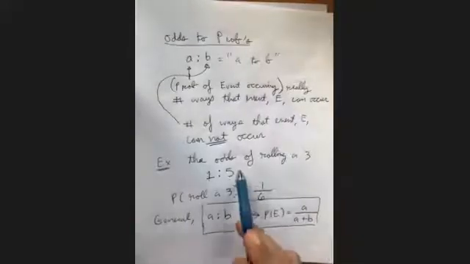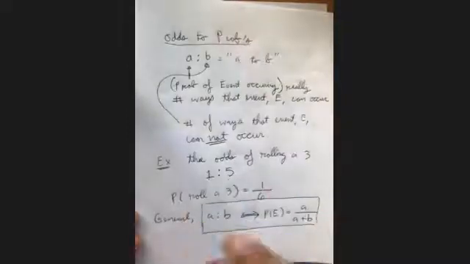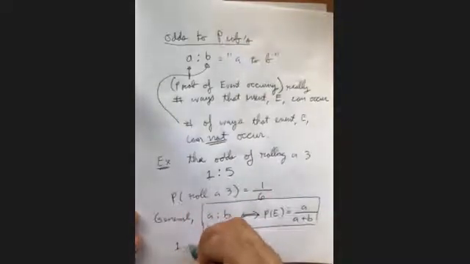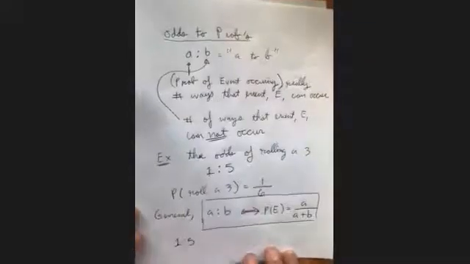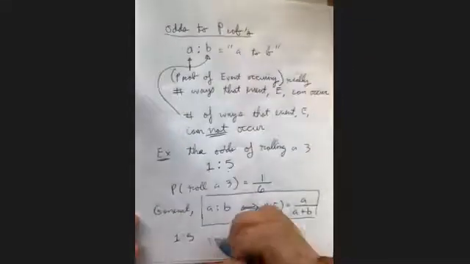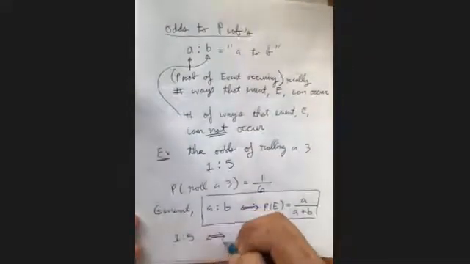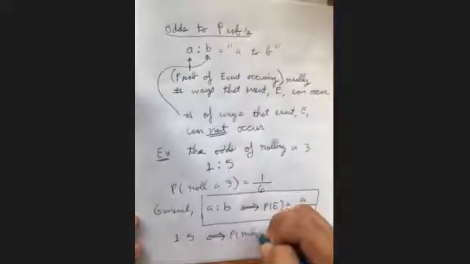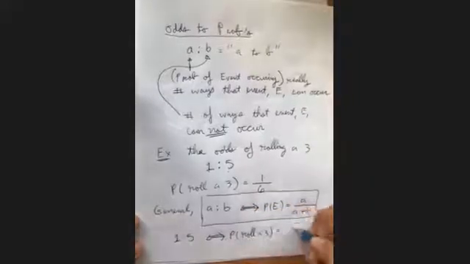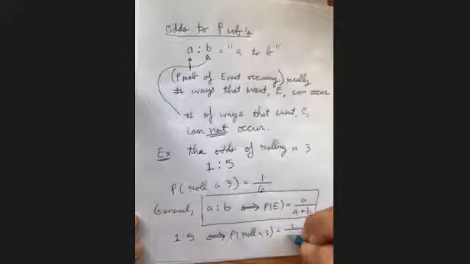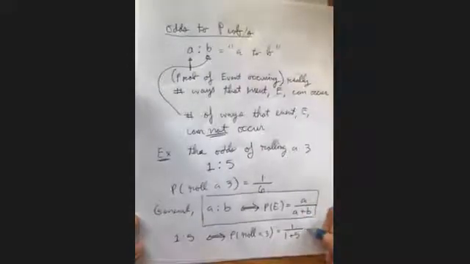So we can see with this example up here that the odds of rolling a 3 are 1 to 5. The probability of rolling a 3 is 1 over 1 plus 5, which is 1/6.